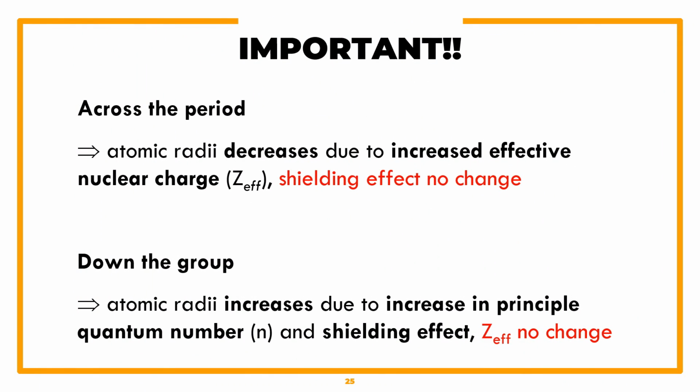As the conclusion, across the period, atomic radii decreases due to the increase of effective nuclear charge ZEF. So for the case across the period, ZEF will be the main factor affecting the atomic size. For the case down the group, atomic radii increases due to increase in principal quantum number n and shielding effect. So for the case down the group, shielding effect will be the main factor.